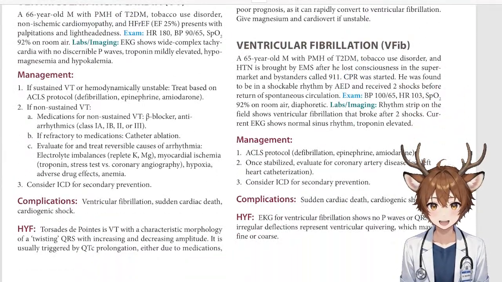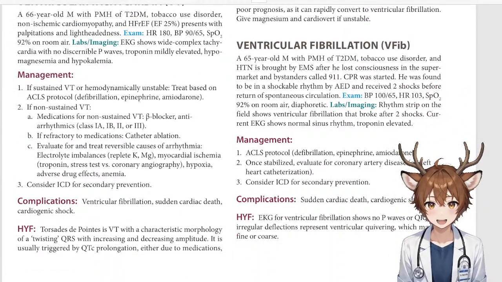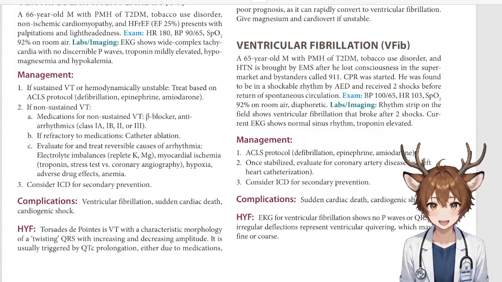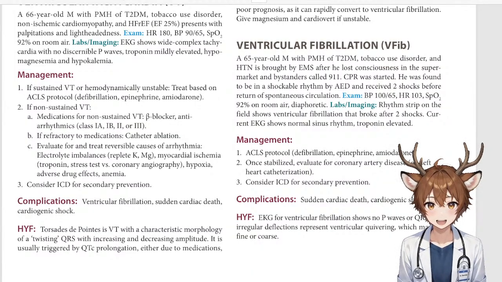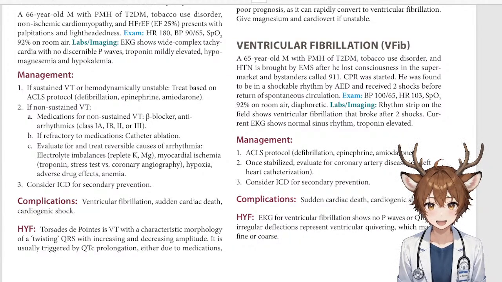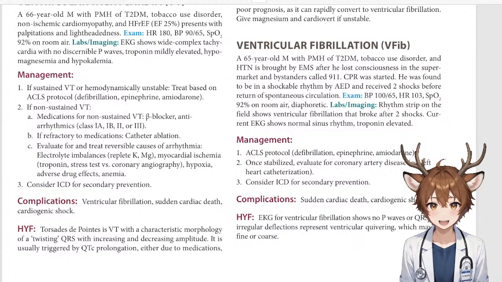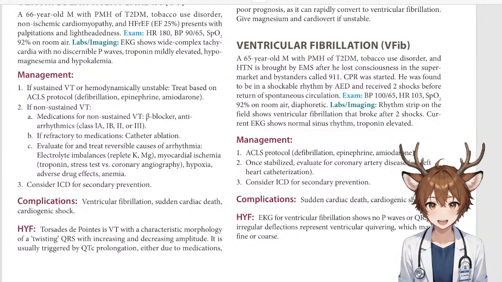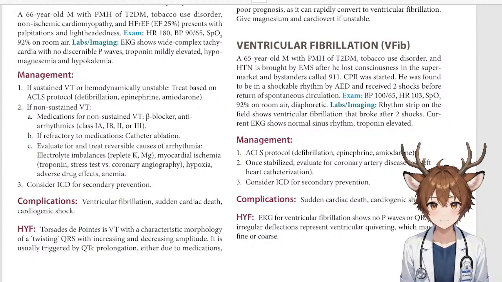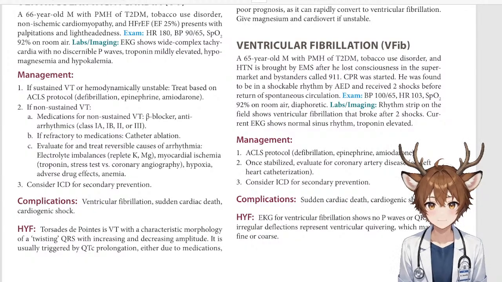Anyway, ventricular fibrillation, or VFib. A 65-year-old male with a past medical history of type 2 diabetes, tobacco use disorder, and hypertension is brought by EMS after he lost consciousness in a supermarket and bystanders called 911. CPR was started. He was found to be in a shockable rhythm by AED and received 2 shocks before return to spontaneous circulation. Exam: blood pressure is 100/65, heart rate 103, SpO2 of 92% on room air, diaphoretic.